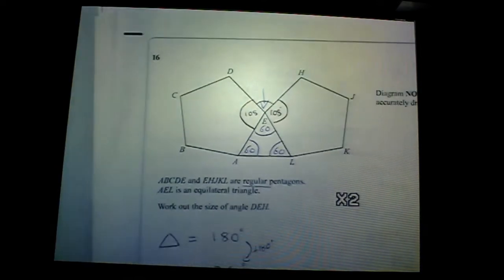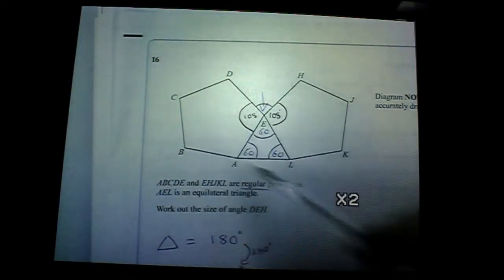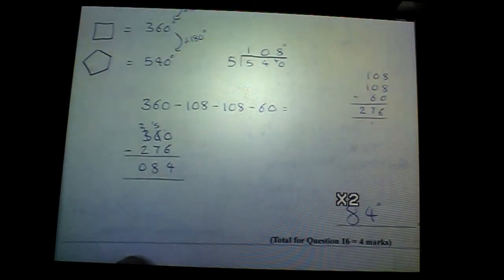Once I know they're 108, I know there's 360 degrees in a full turn, and here's the maths down here. 360, take away 108, take 108, take 60. And I get 84 degrees as my final answer. Please have a look at the workings I've done on that. There you go. Question 17.